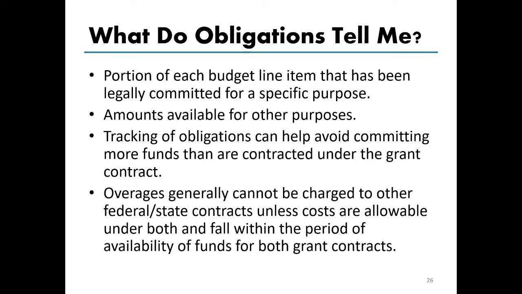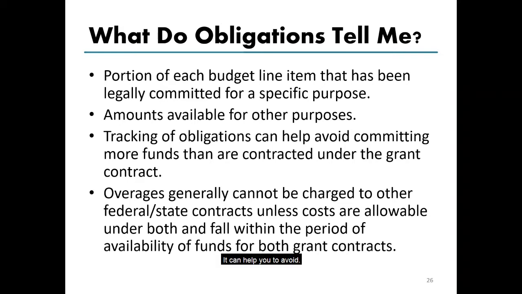So, what do obligations tell us and why are they important? Basically, when you look at the total obligations and accrued expenditures for a particular cost category on your report, that'll tell us what you have legally committed against your contract, for each particular cost category that has been established. And it also tells you how much you have remaining to do other things with, within the contract period.